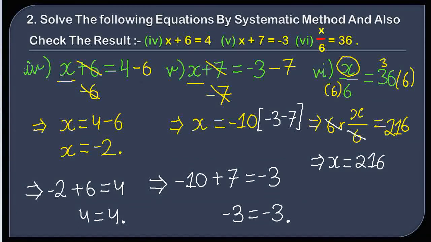Now let's put the answer in the equation so that we verify that the answer is correct. After substitution, 216 divided by 6 equals 36. Now we are going to divide. 6 1s are 6, 6 3s are 18, then 3, 6 6s are 36. Yes, 36 equals 36, and therefore we have solved the sixth part as well, as shown on your screen.